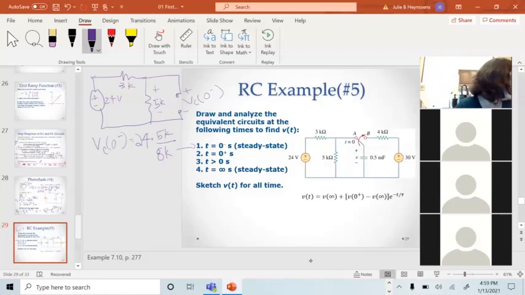I'm on part A, do. I get the number, oh, that's 10 feet. I get 15 volts.